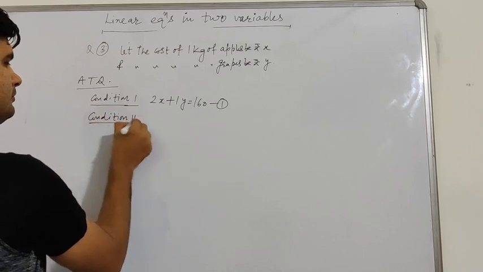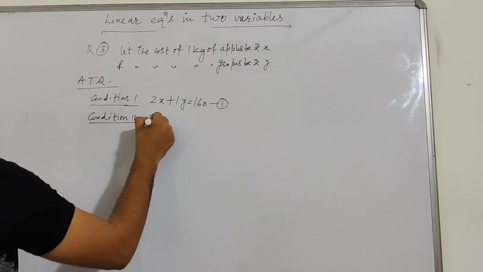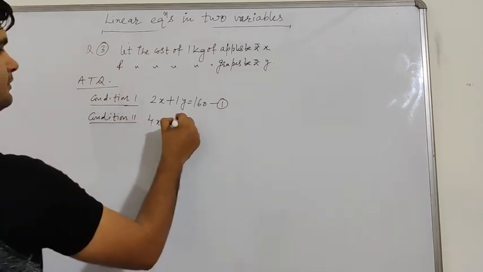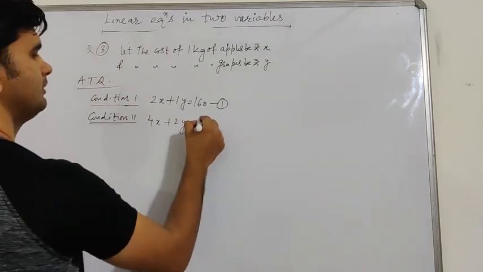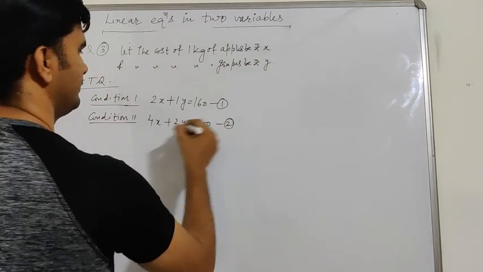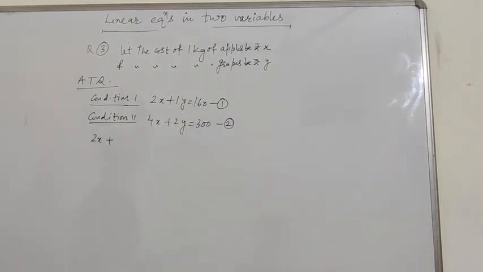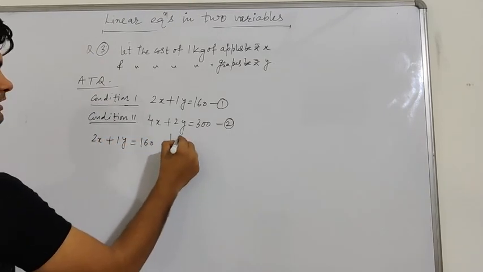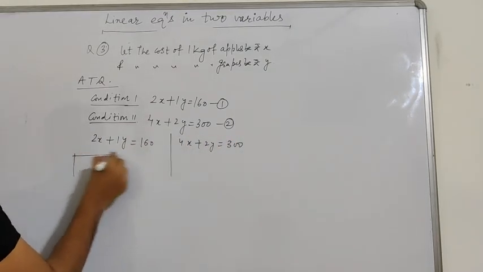Condition 2: after a month, the cost of 4 kg of apples, 4X, and 2 kg of grapes, 2Y, is equal to rupees 300. So this will be your representation algebraically of the two different conditions. 2x plus 1y is equal to 160. 4x plus 2y is equal to 300.